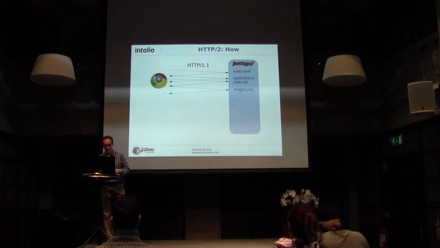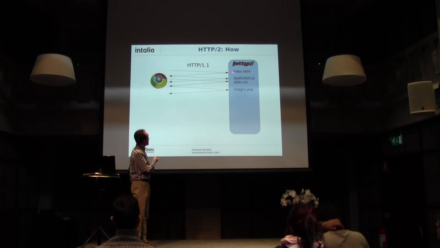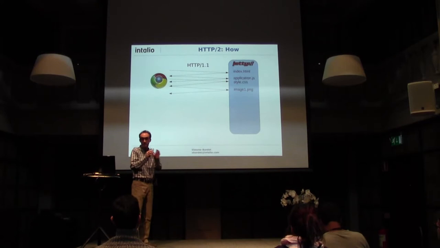However, the server can say, well, you know what, whenever you ask me for index.html, I know that you're going to need application.javascript, style.css, and this image. They are related because they're part of that page. That page is composed of those four resources. So they are correlated to each other.